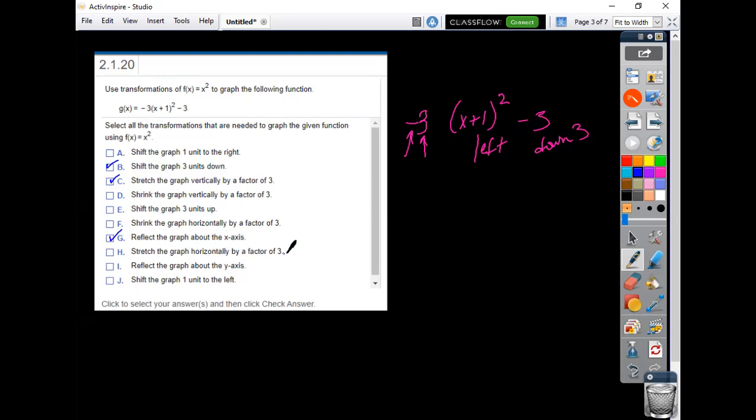That's the negative in front of the 3 here. Stretch the graph horizontally by a factor? No horizontal stretch here at all. Did it reflect or shrink? Reflect the graph about the y-axis. If you're going horizontally like this, that'd be your x changing, so there'd be a negative in front of the x, so no. Shift the graph 1 to the left, 1 left. That's right there, yes. So there's all my transformations for my example on 2.1.20 in Algebra 2.